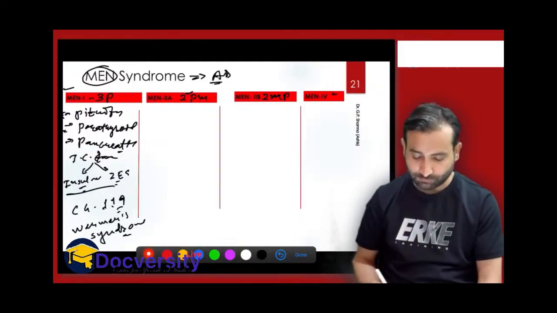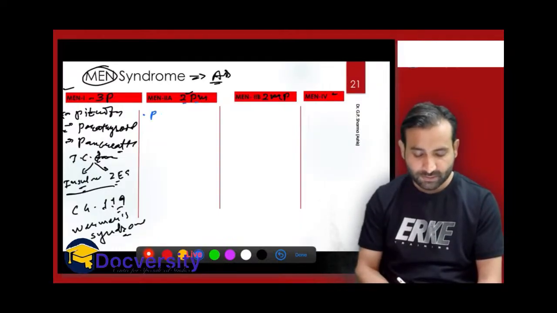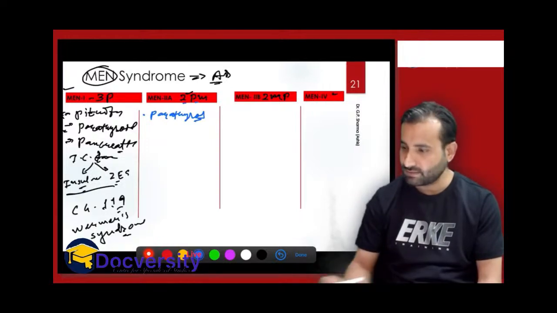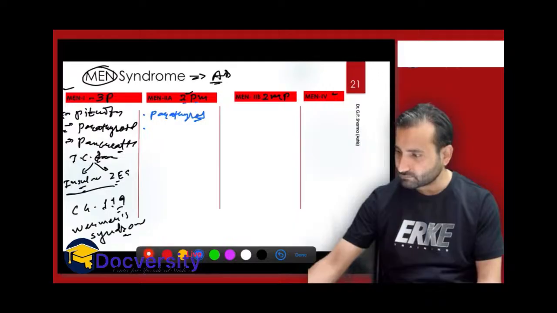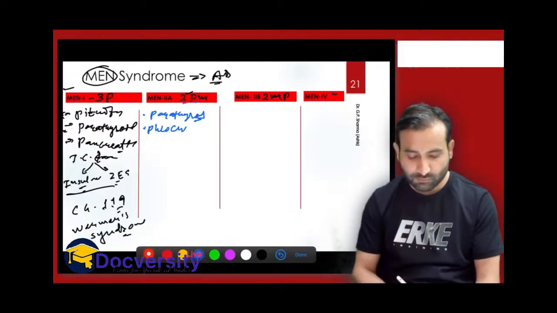Let's go to the MEN type 2. MEN type 2 has, as we said already, 2 Ps. So what are these 2 Ps? 2 Ps means that it continues with the parathyroid, right? And another P is the pheochromocytoma.